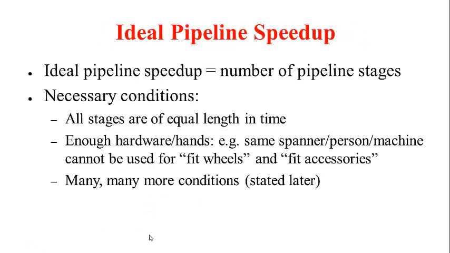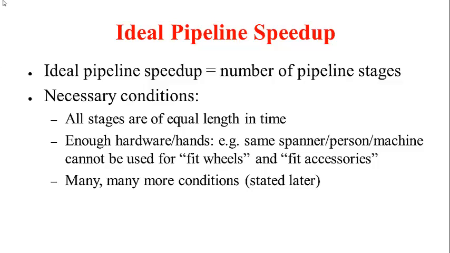In the above statement, the word ideal is very important. There are several necessary conditions in order to achieve this ideal speed up. The first condition is that all stages must be of equal length in time. We are also going to assume that there is enough hardware or enough number of hands for each of the stages in the pipeline. For example, in our bicycle manufacture scenario, we cannot have the same spanner or same machine or same person being used for 2 different stages.